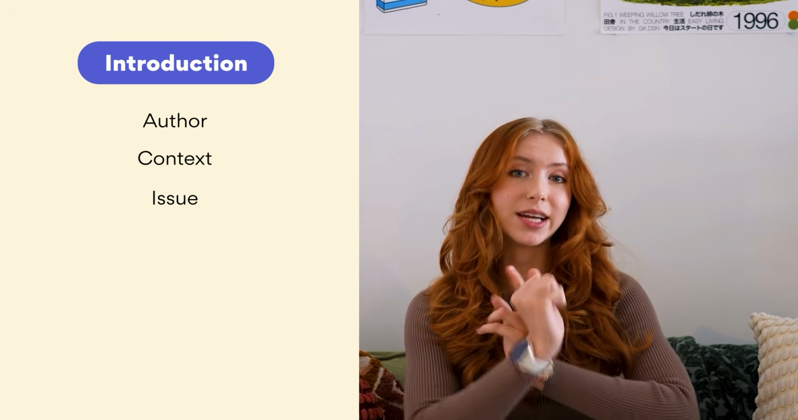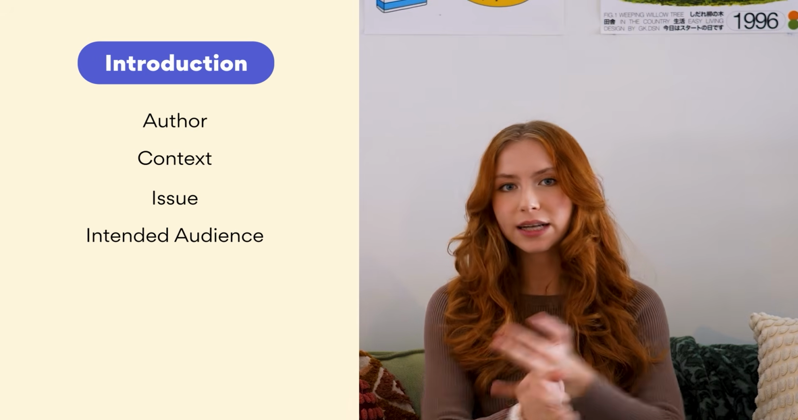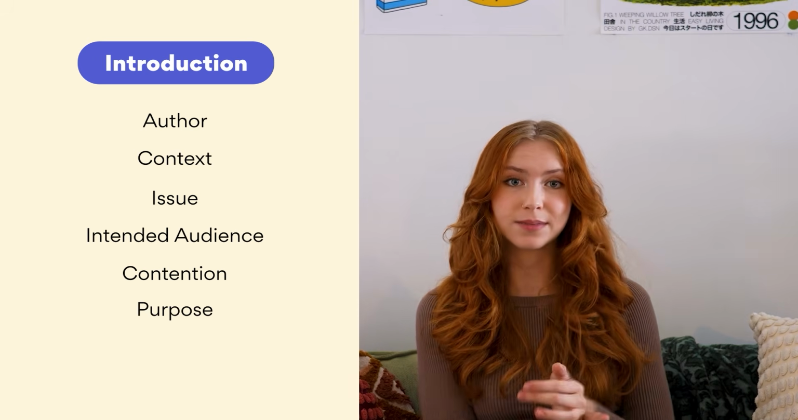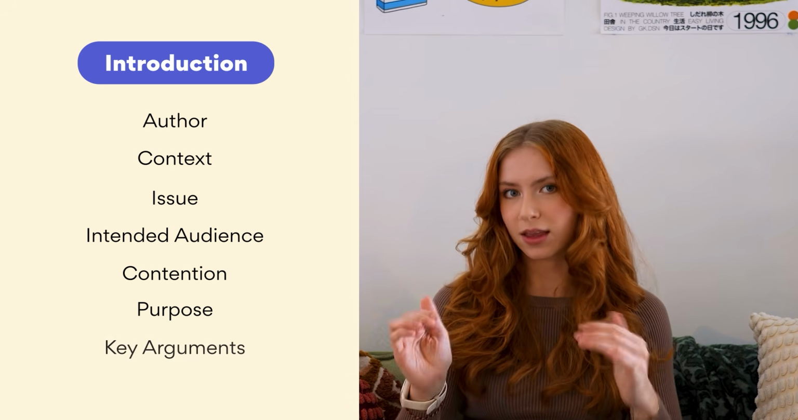Now, it probably goes without saying, but in the introduction, you want to give a quick breakdown of all of the core elements of the text that we identified in that first read-through. So things like, who is the author? What is the context or the issue they're engaging with? Who is their intended audience? What's their contention and their purpose? You might give a breakdown of the key arguments as well.